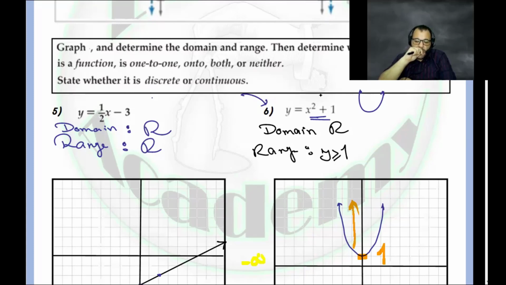1 to 1 function? Yes. How do you know that's a 1 to 1 function? Because there's no repetition. Each value in the domain has no repeated value there.